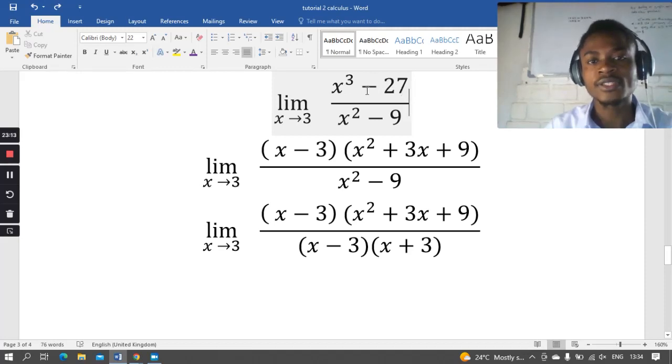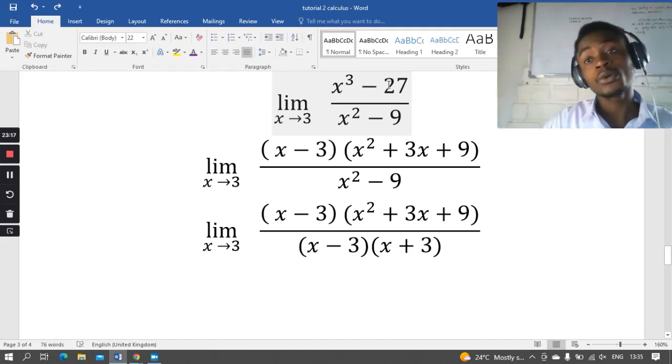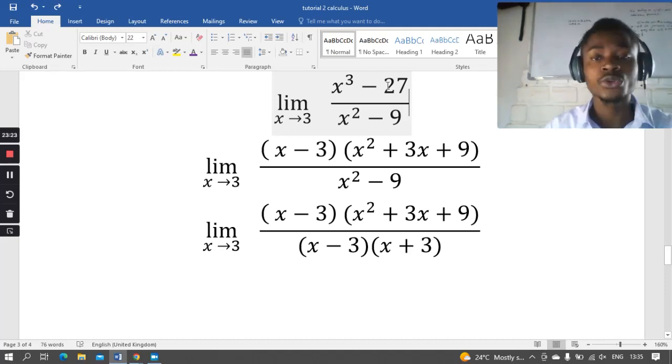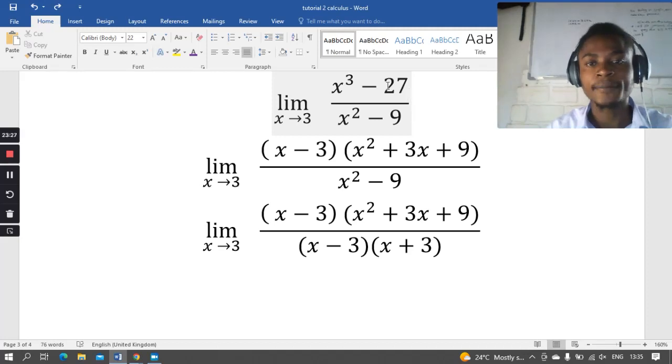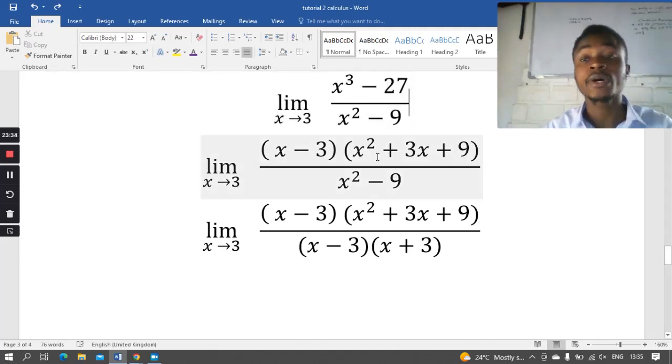This is a polynomial. Since it's a polynomial, you use synthetic division or long division methods to work out that expression. So I use one of those two methods to find that numerator which has just been factorized.